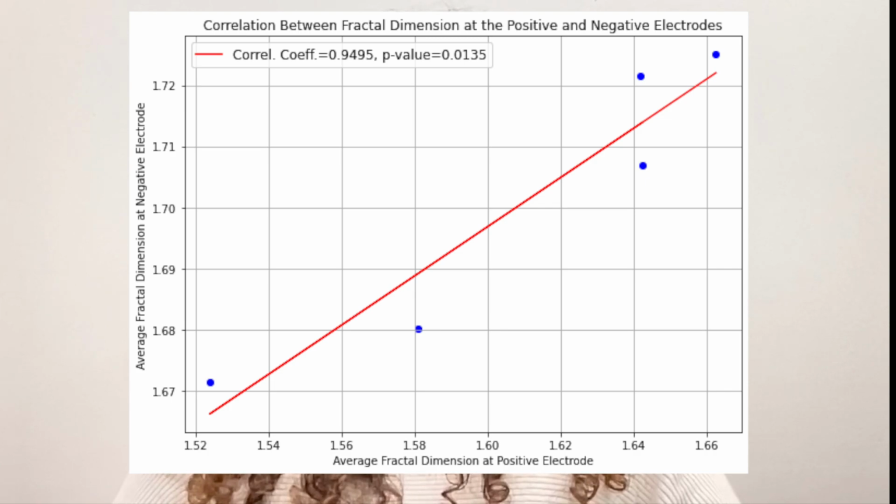We also calculated the correlation between the fractal dimension at the two different electrodes, obtaining a correlation coefficient of 0.95, representing a positive correlation at 1% significance level. This makes sense, as the electric field between the electrodes is typically symmetric, meaning conditions for streamer formation are similar at both electrodes.